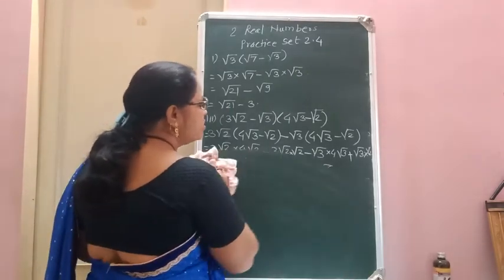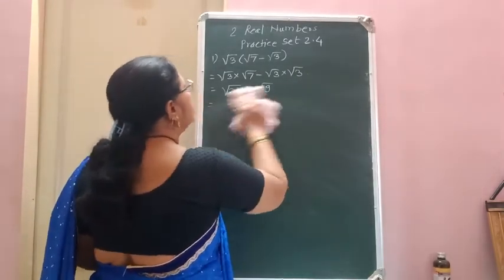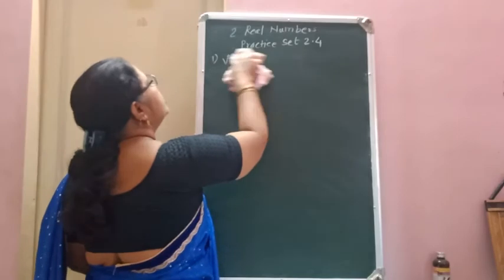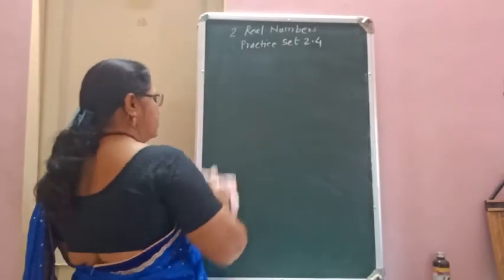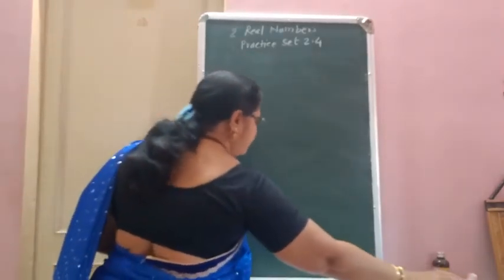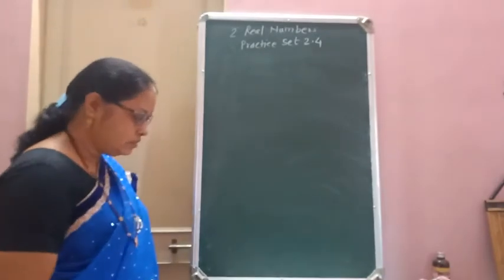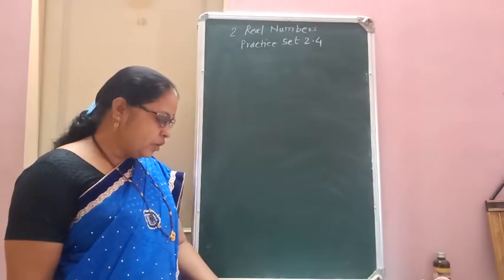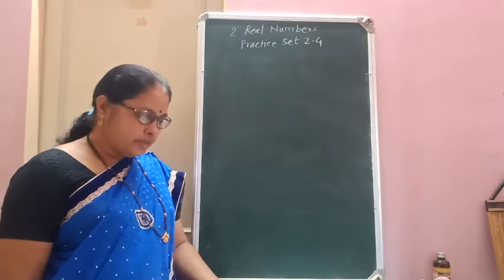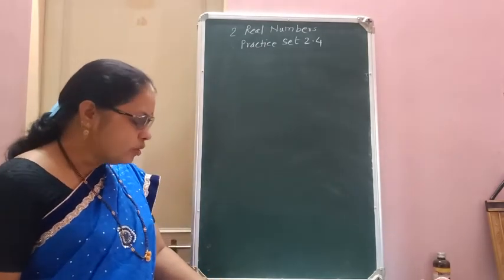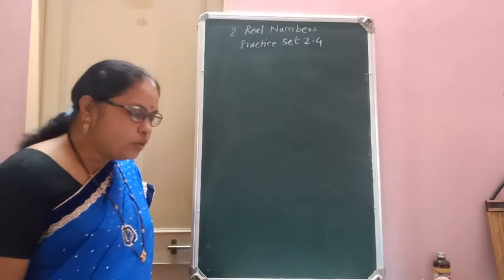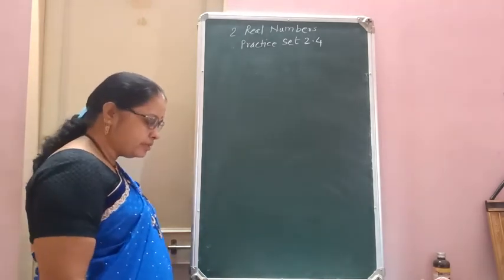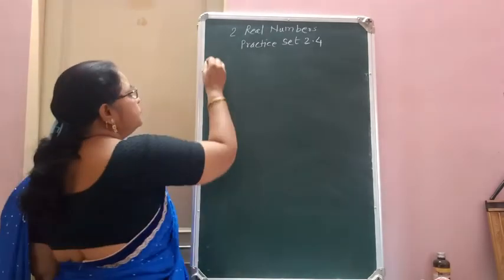A similar example we have seen in practice set 2.3, but in practice set 2.3, in the denominator there is a single term. Now, in the denominator, if there is a binomial quadratic surd, then how do we rationalize the denominator? See question number 2.